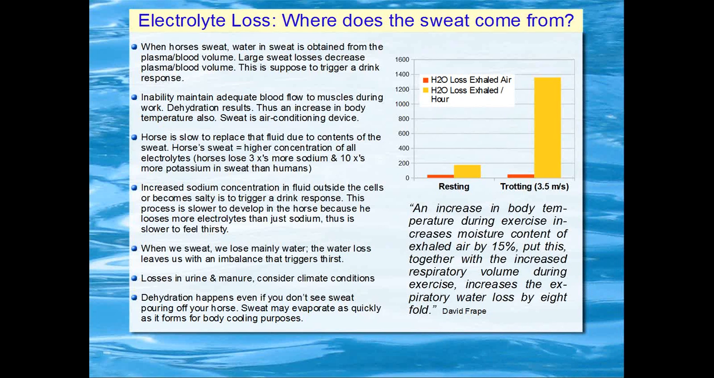David Frappe did the study on this, and says an increase in body temperature during exercise increases the moisture content of exhaled air by 15%. You put this together with our increased respiration volume, which when we're in work, we're breathing heavier. This increases the expiratory water out of our lungs by 8 times. So not only are we losing water via sweat, we're losing water that we can't even see with each exhalation.